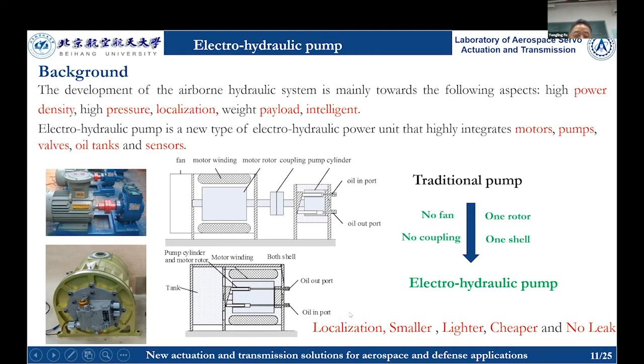So this is the difference between the traditional electric drive pump and the electro-hydraulic pump: smaller, lighter, maybe cheaper, and no leaks.